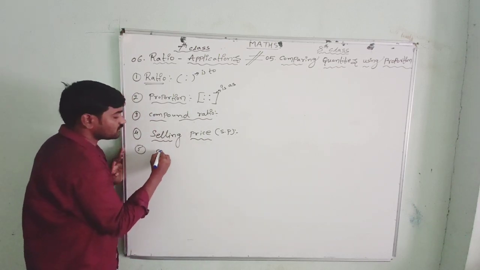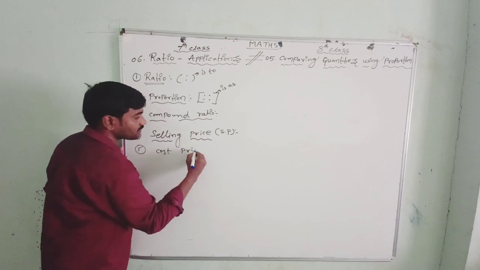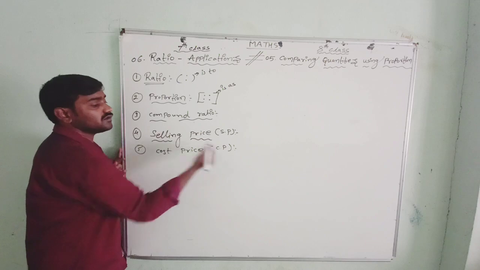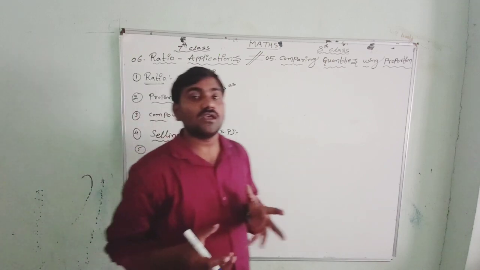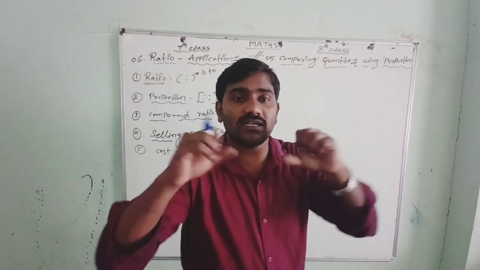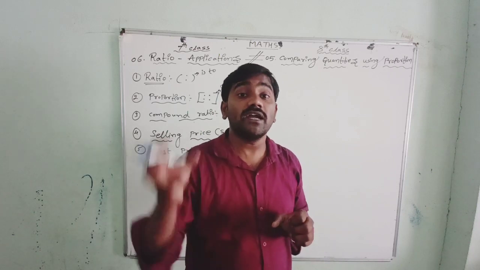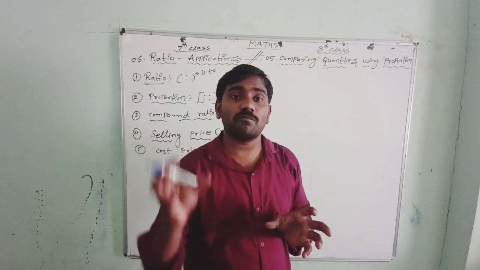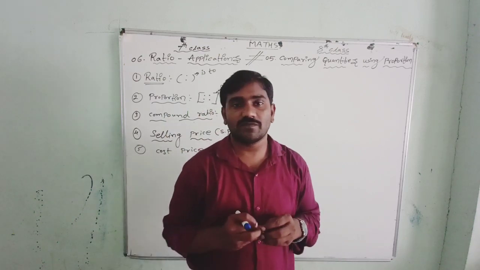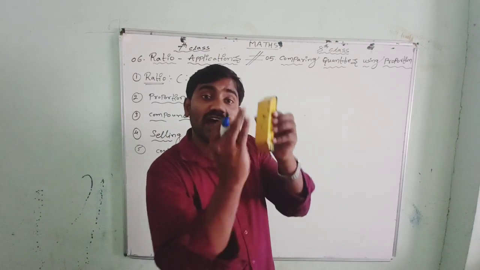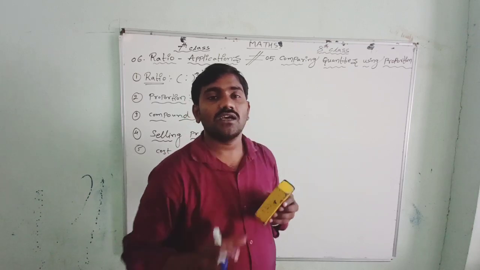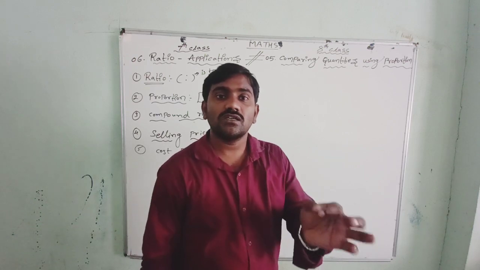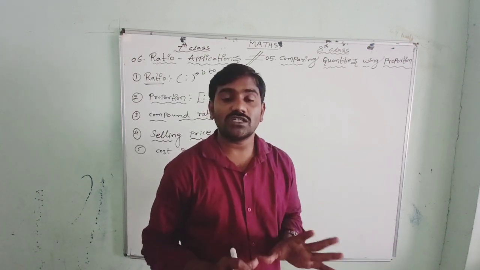So next we will learn about cost price. Cost price is denoted by CP in short form. What is the meaning of cost price? The amount which was paid for an article is known as the cost price. The amount which you paid for this duster is known as the cost price. The amount which you paid for this shirt is known as the cost price.